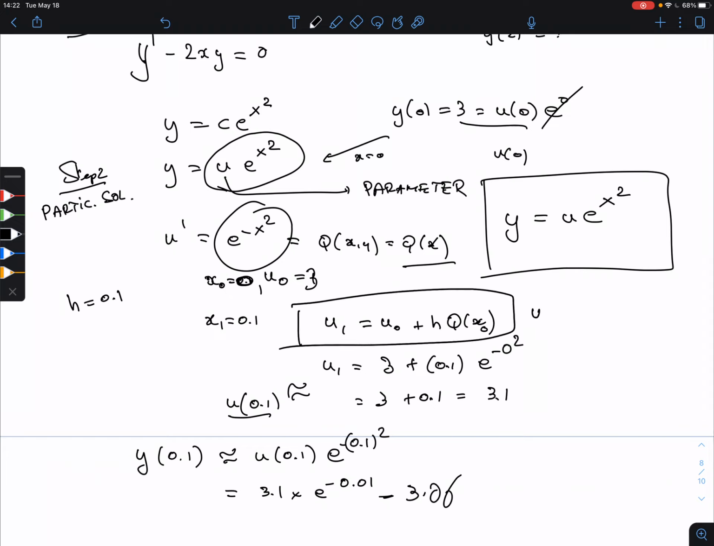Okay. So if u2, what would u2 be? u2 would be u1 plus h times q of x1, right? There's only one x1 here, so we could calculate this. But remember, y2 is u2 times e^(x2 minus x2 squared). We have this extra part here, right? Don't forget that this is the one you want, not u2, but y2. That's the step that you need to add to it. And so you can now make your tables and verify the tables.